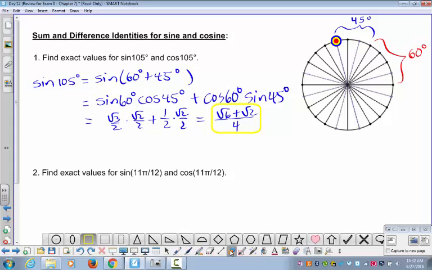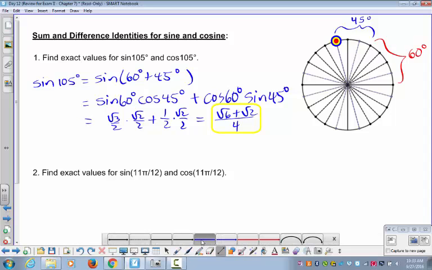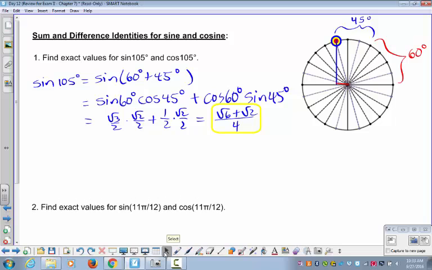And if you've done enough of these, you knew that that's the answer you were supposed to get. Because sine is the long leg, and cosine is the short leg. And if you've done enough of these, you know that the long leg is root 6 plus root 2 over 4. And what's the short leg? Root 6 minus root 2 over 4. And now in this case, we'd have to multiply it by minus 1 because we're in quadrant 2. So we kind of know what we're supposed to get.